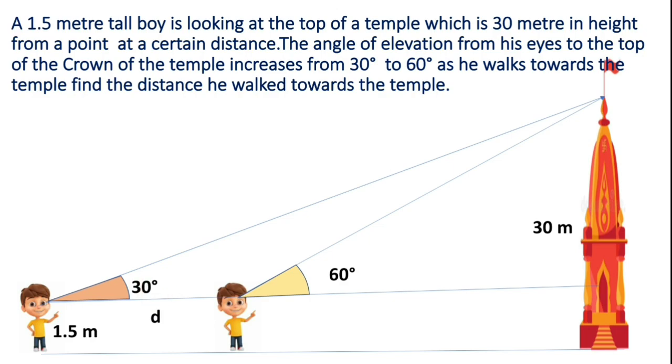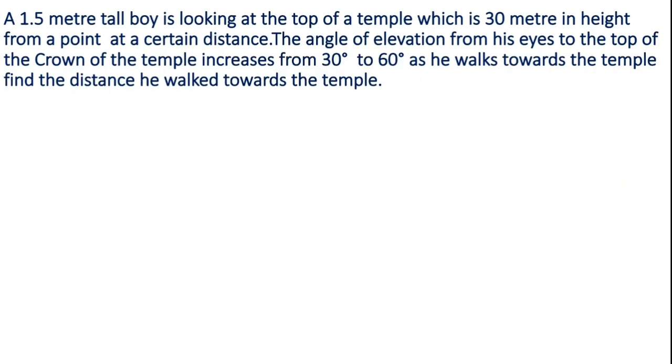This is the concept. See here, the boy height is given, so that means we have to consider the boy height of 1.5 meters, and the line of sight we have to draw from the boy's eye. So for this we have to draw a horizontal line which is parallel to the earth. So this is the concept. Now we have to draw a suitable diagram for this. Just see here.